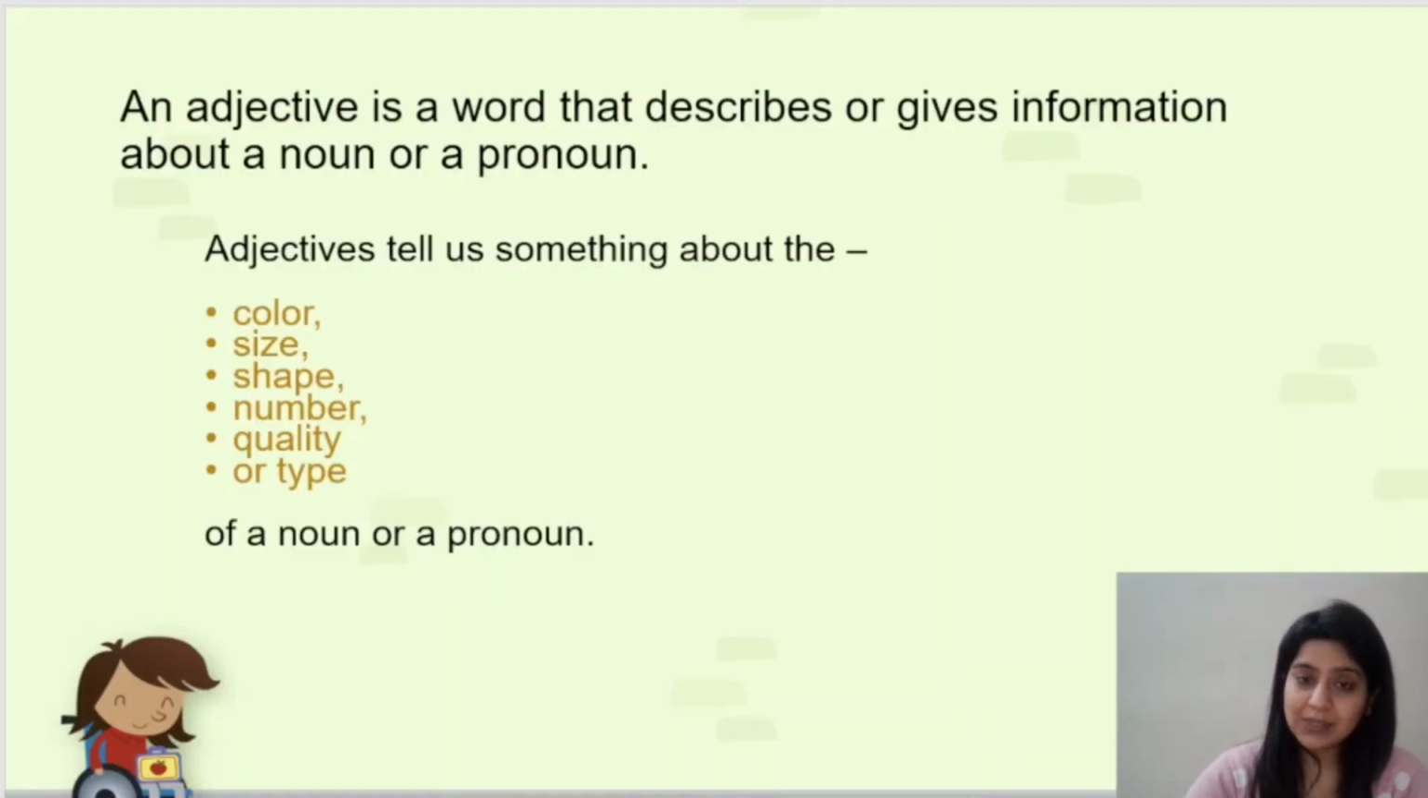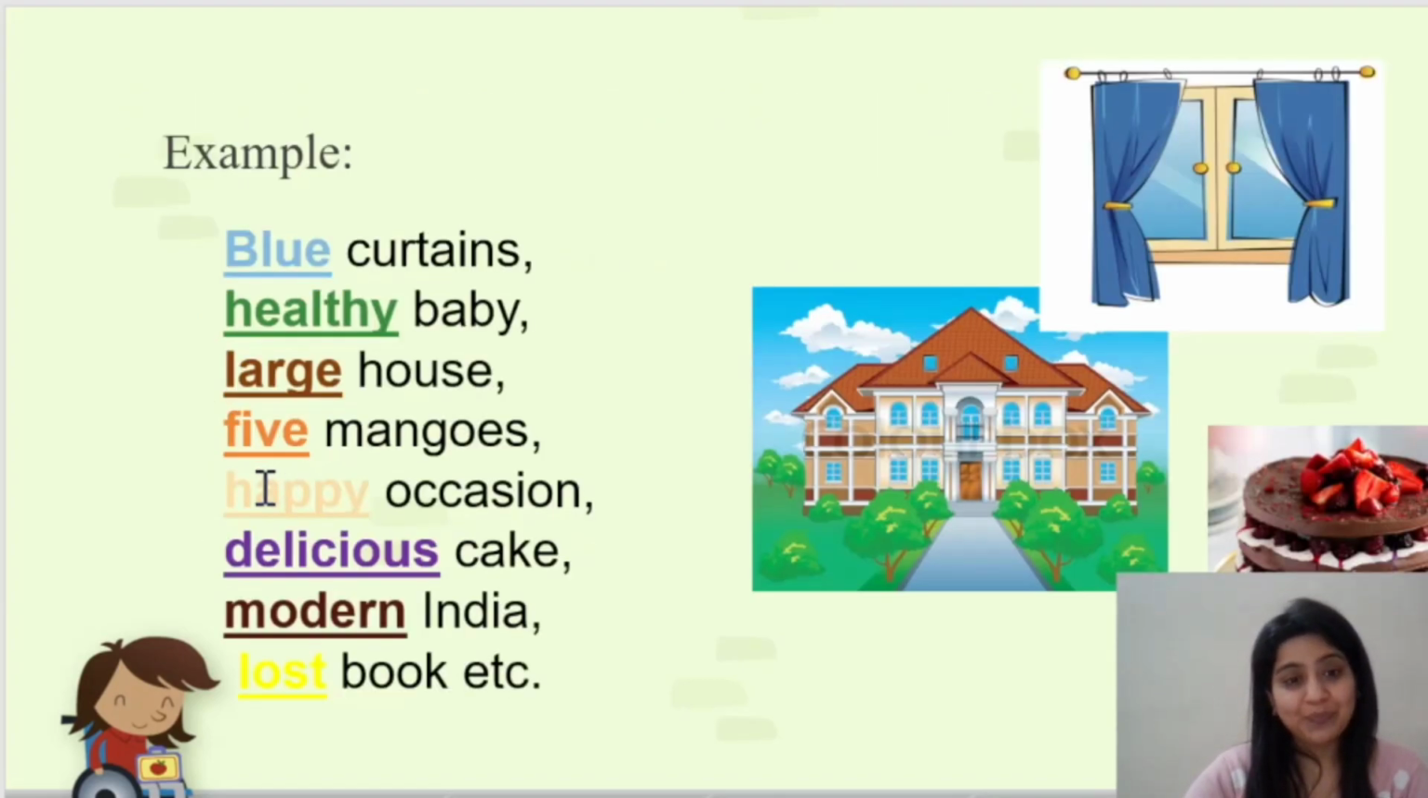Adjectives are words which describe or give information about a noun or a pronoun. They tell us about the size, color, shape, number, quality or type of a noun or a pronoun.